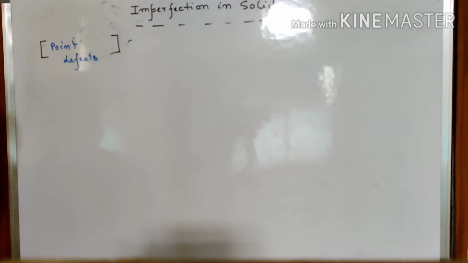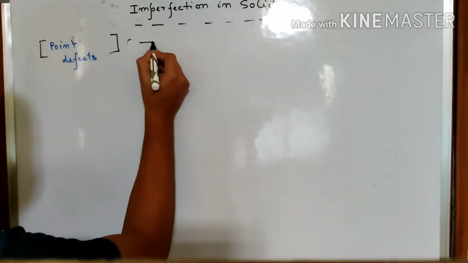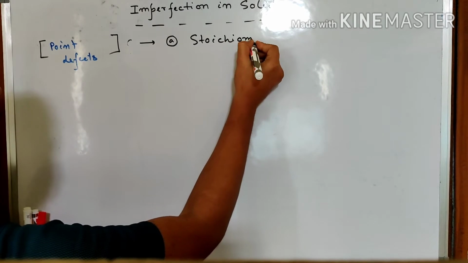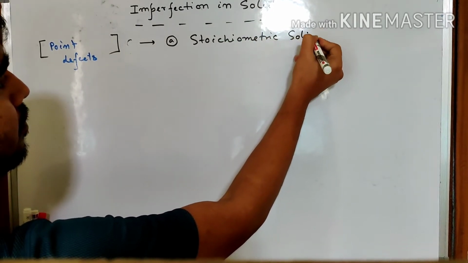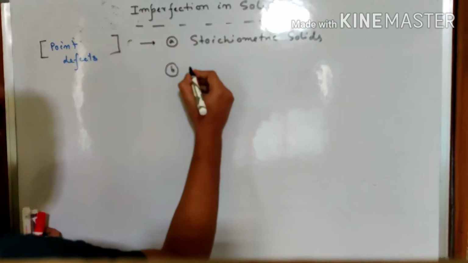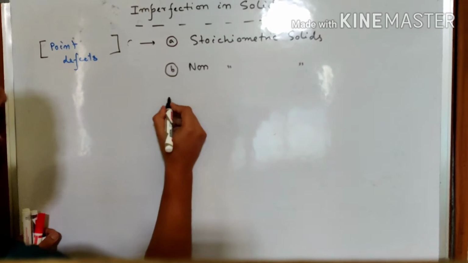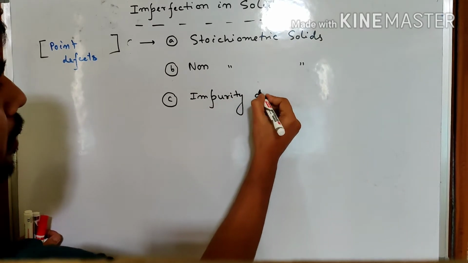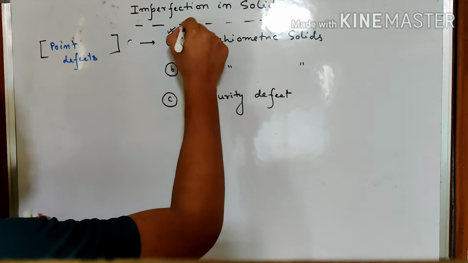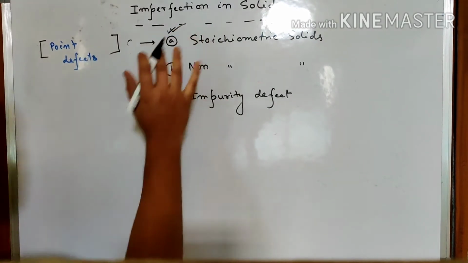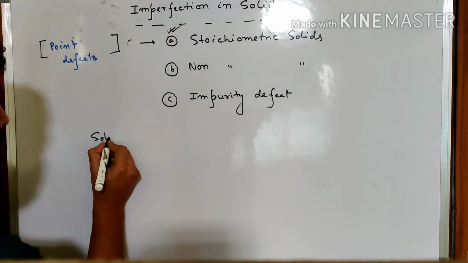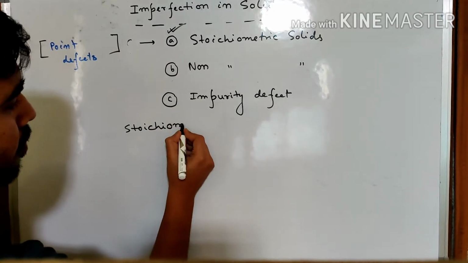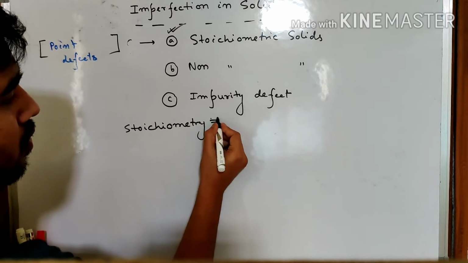Next one is the types of point defects. One is point defects in stoichiometric solids. Another is point defects in non-stoichiometric solids. And the third one is impurity defect. So let us start with the first one, stoichiometric solids. Point defects in stoichiometric solids. The question is, what is this stoichiometry? Do you have any idea?